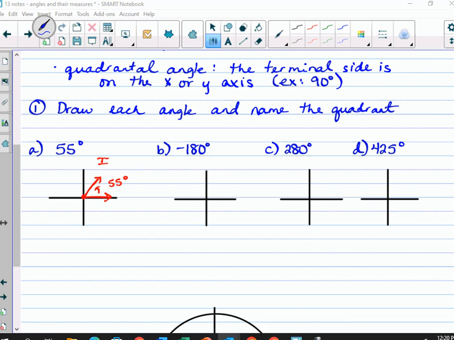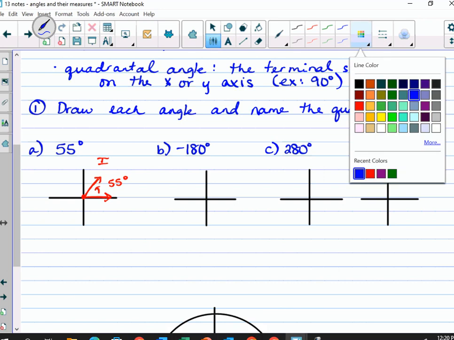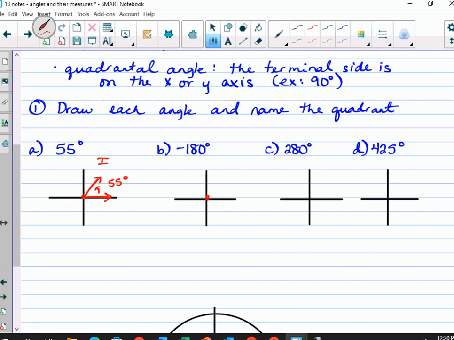All right, guys, let's go through these. So negative 180, there's your initial side. You end up in the same spot as positive 180. We're technically going backwards, though. Does this one actually have a quadrant? No. What kind of angle is that? Quadrantal. Good job, guys.